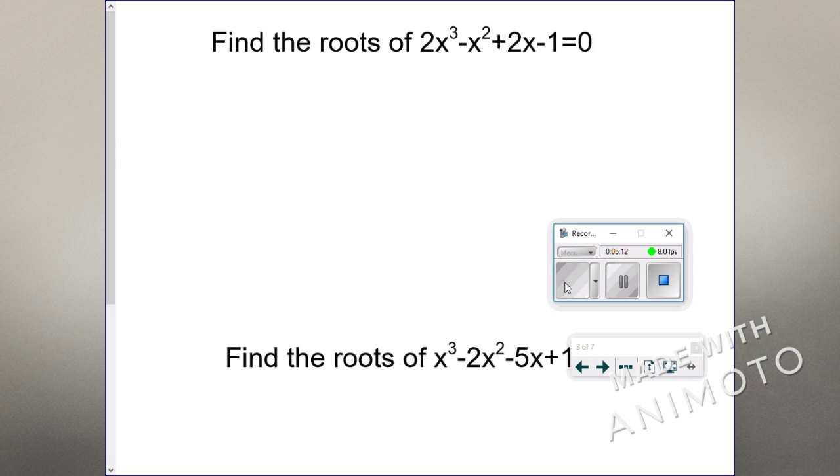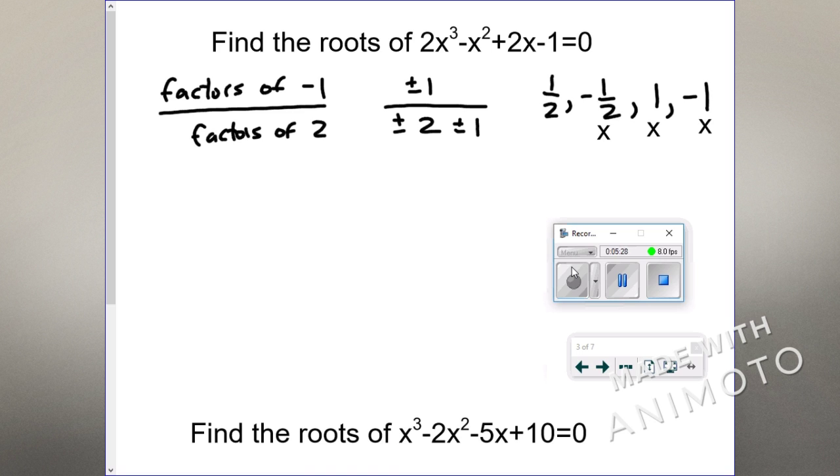So if we look here, let's use the rational root theorem and find the roots of 2x cubed minus x squared plus 2x minus 1. Let's first list all of the possible rational roots. Factors of -1 are positive and -1. Factors of 2 are positive and -2 times positive and -1. So our possible rational roots are positive 1/2, -1/2, positive 1, -1. Once we test all of those using our remainder theorem, when we plug them in for x, the only one that has a remainder of 0 is 1/2. So now we know that's our root.